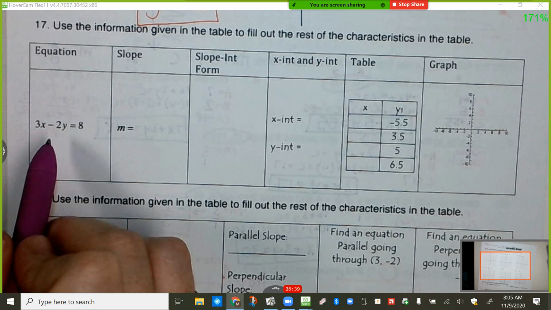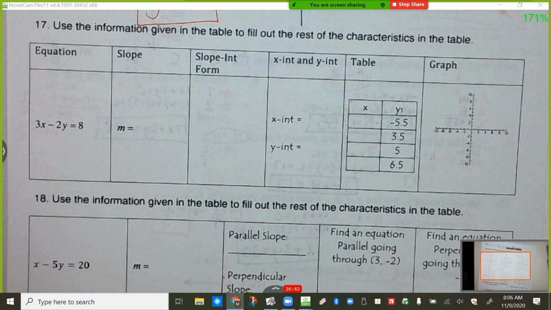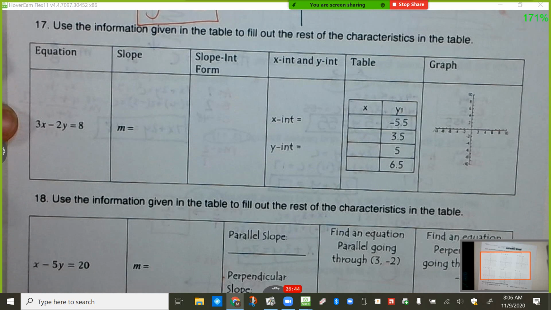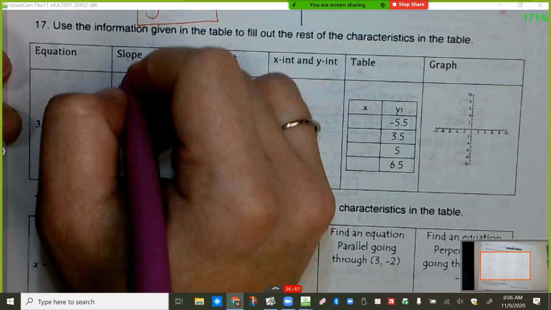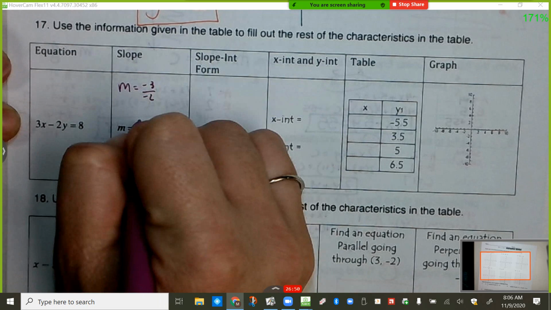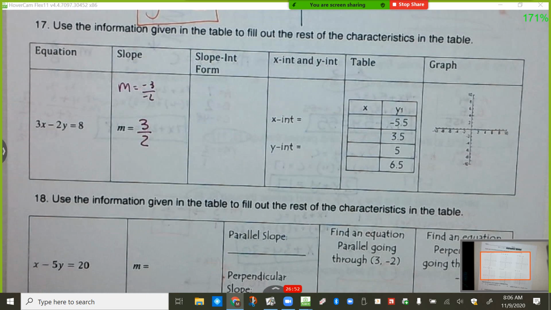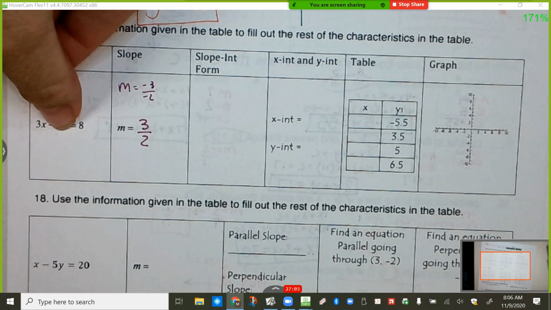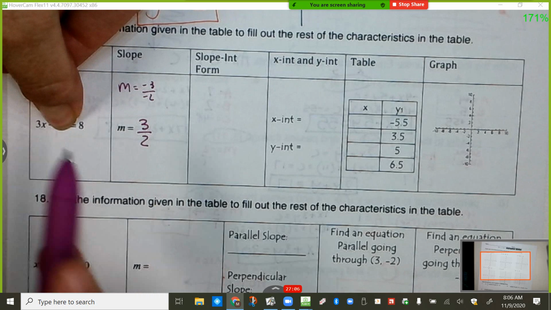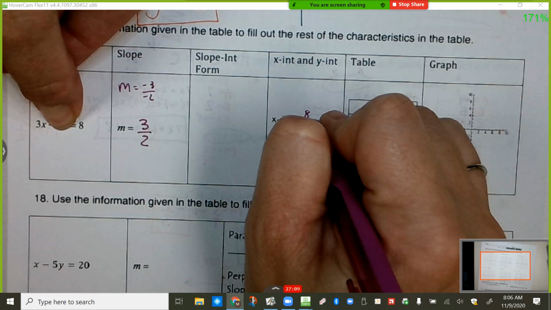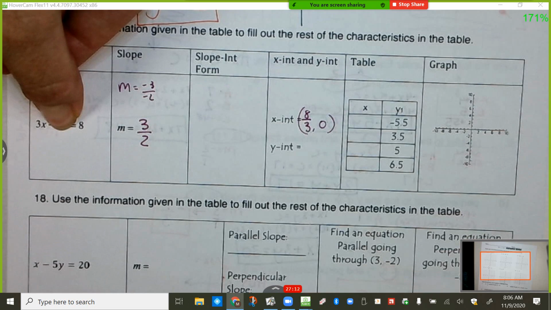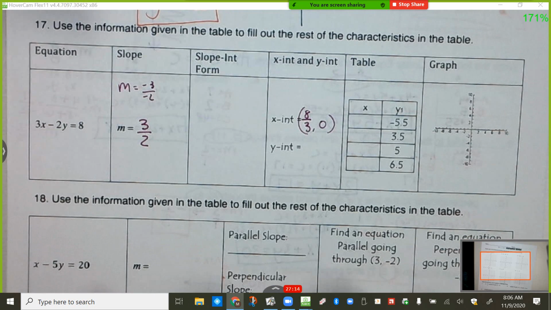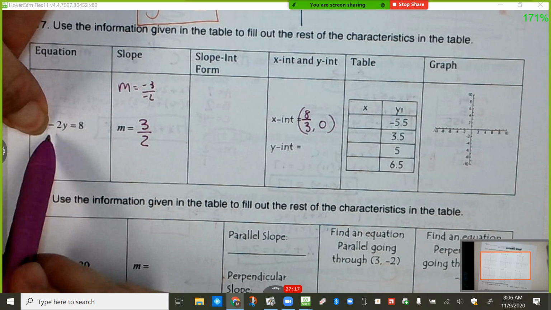Okay, so how do you find slope from a standard form equation? Opposite of A over B, so negative 3 over negative 2, which just becomes positive 3 over 2. So if we put it in slope-intercept form, let's find our intercepts. How do you find intercepts from standard form? Cover up. So my x-intercept is going to be 8 over 3. It's not a pretty point, but it's an intercept. My y-intercept is going to be 8 over negative 2, which is what?